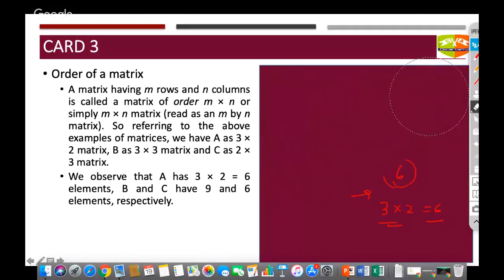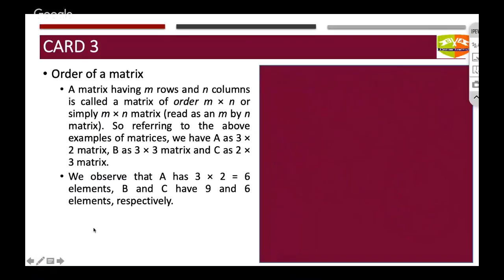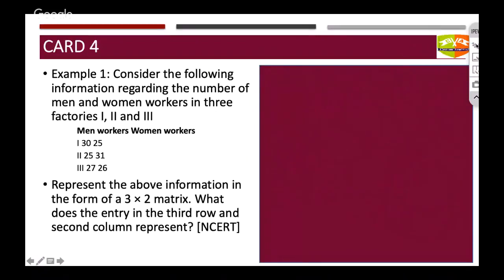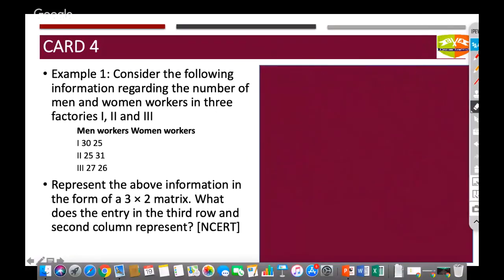Now let me move to some other topic, which is an example. Consider that you have the following information regarding the number of men and the number of women. How do you represent it in a 3 into 2 matrix? It says you have to represent it in a 3 into 2 matrix, so there would be 3 rows. I'm writing r1, r2, r3, and there would be 2 columns, c1 and c2, and I'm closing the bracket. This is a 3 into 2 matrix.